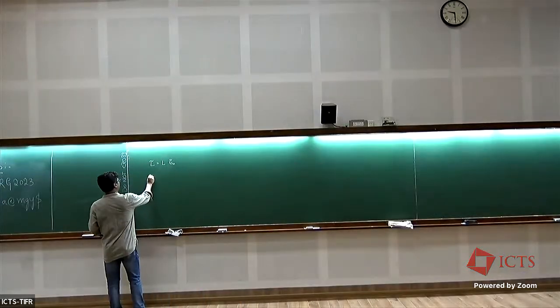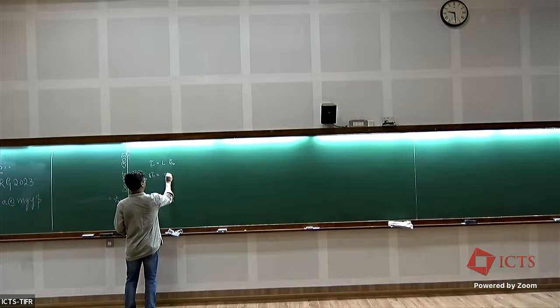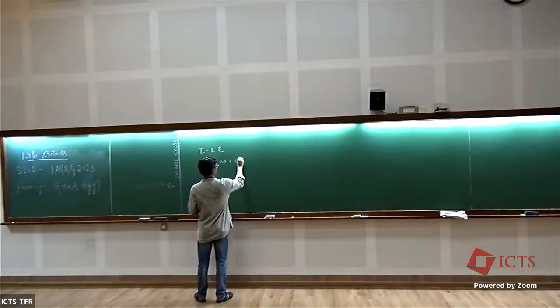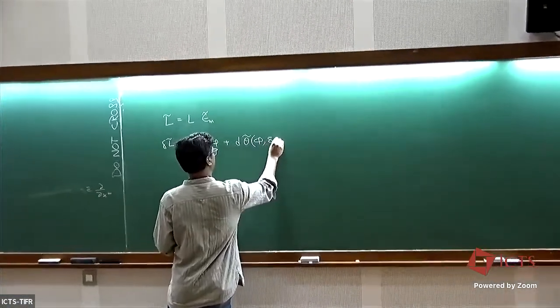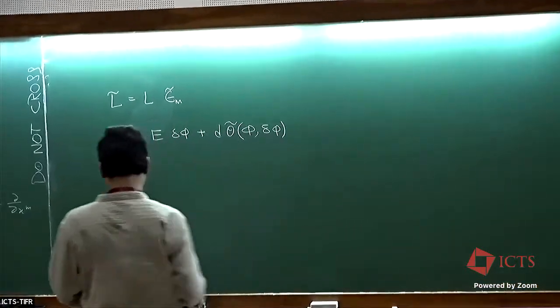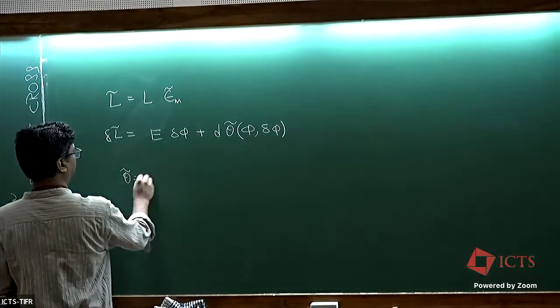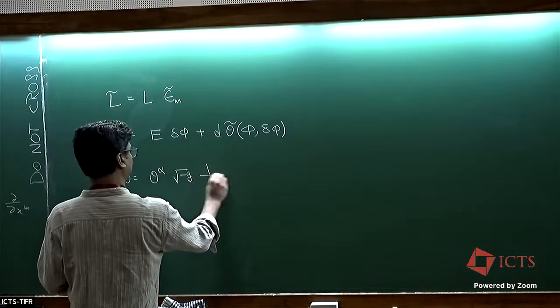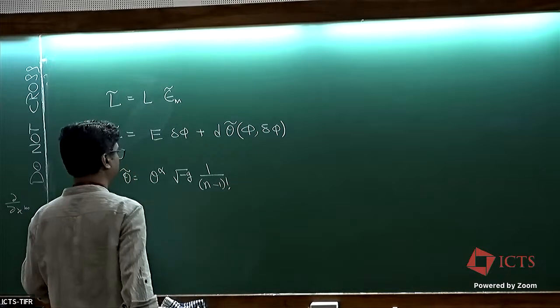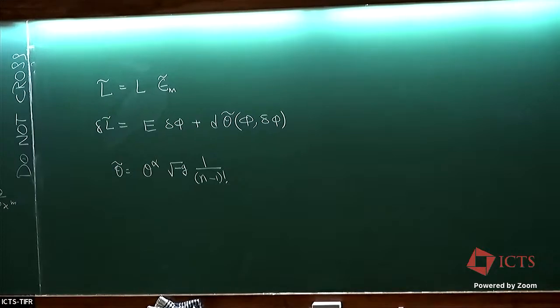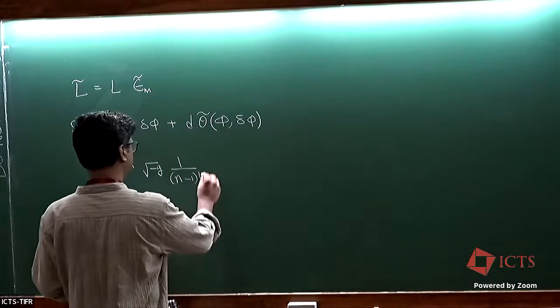And then we learned that the variation of the Lagrangian gives you equation of motion plus a boundary term that is very important. And this boundary term is a function of field and the variations, first order variation of the field, okay? We also did, first we have written this form, d tilde theta to be theta alpha square root of minus g 1 by n minus 1 factorial, because in space time it is an n minus 1 form, but in space of variation it is what form? One form, okay. And we have written it in this way.